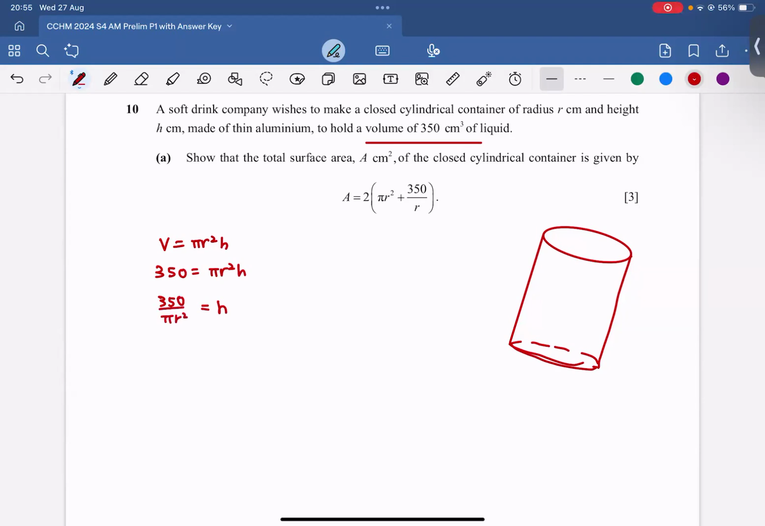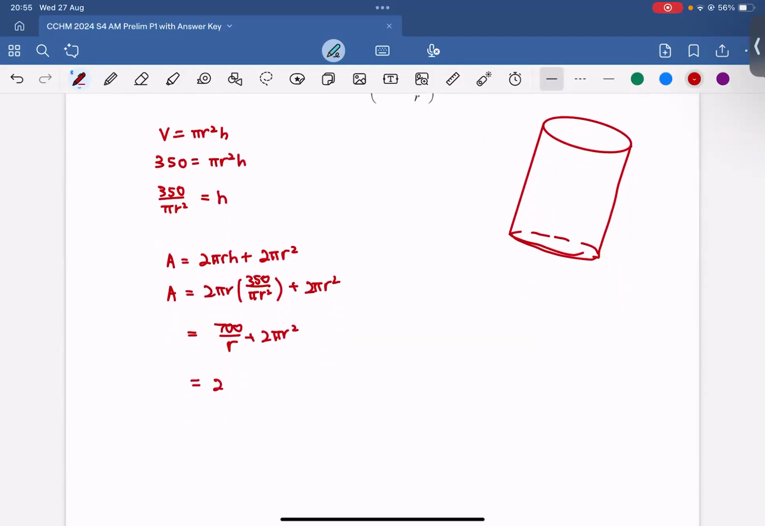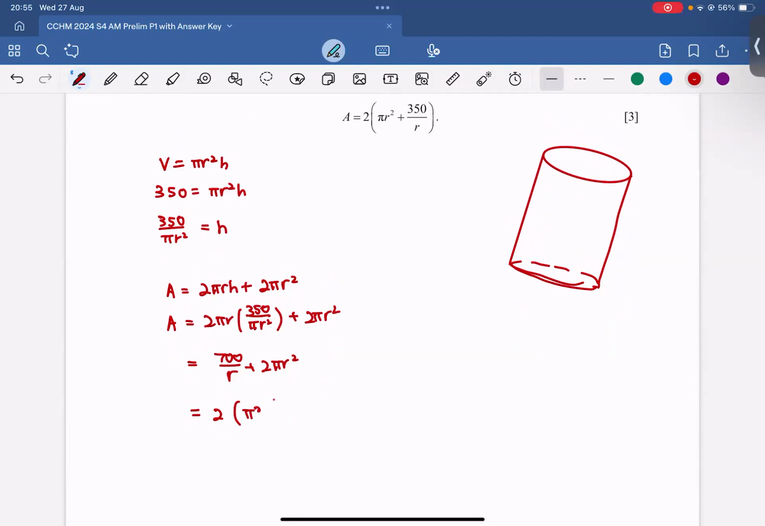Now we know that the total surface area of the closed container is the curved surface area plus the 2 bases. Okay, so just sub the h inside. This will give us 700 over r. Then just take a look at the question and follow what they want. They want to factorize a 2. So this will become pi r squared plus 700 plus 350 over r.